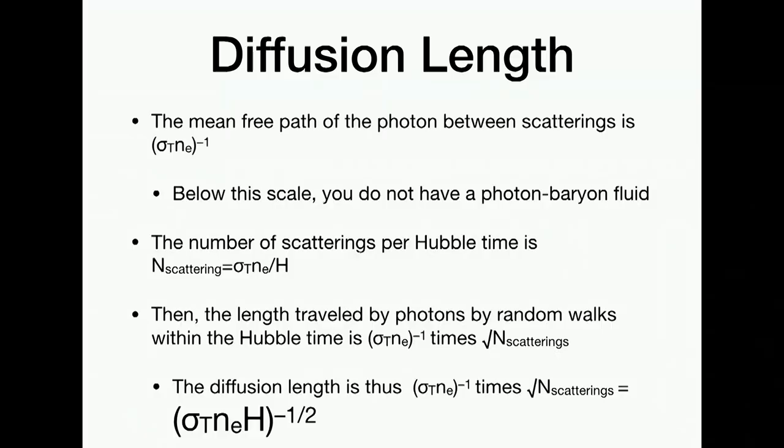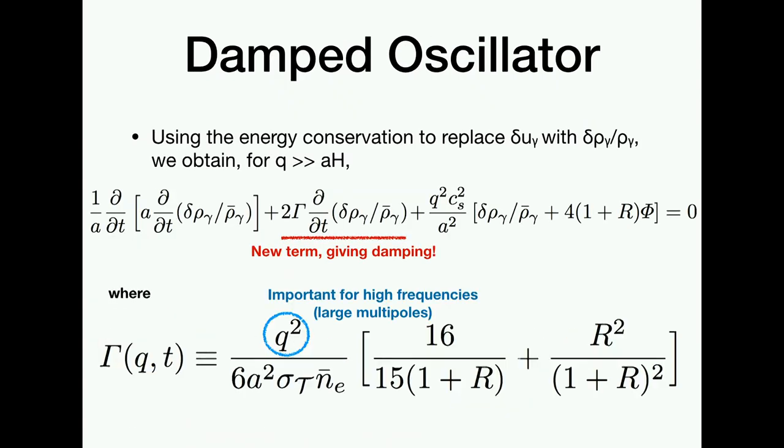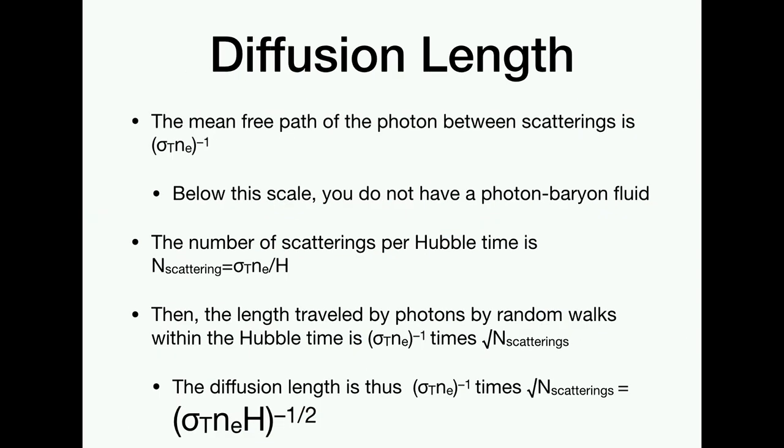The number of scatterings per Hubble time would be the Hubble time divided by the mean free time, or the Hubble length divided by the mean free path. So the number of scatterings would be sigma T n_e a divided by H. Then the diffusion length, the random walk length, would be the square root of the number of scatterings times the mean free path. That will give you, in fact, a diffusion length that is the geometric mean of the mean free path and the Hubble length. Very transparent. It's very clear. That's exactly what you get from this kind of higher order solution automatically. It's very nice, but the physics is quite simple. We can understand it by simply having the diffusion lengths.